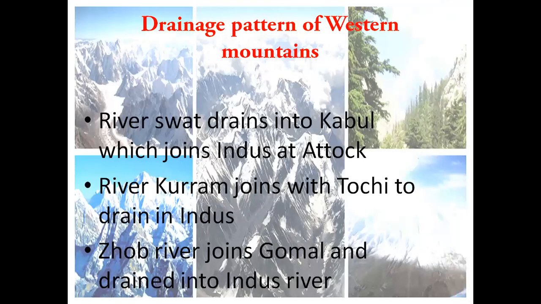Now the drainage pattern of western mountains is River Swat drains into Kabul, which joins Indus at Attock. Now, River Kurram joins with Tochi to drain in Indus. Zhob River joins Gomal and drains into Indus River. So, this is how from Kabul to Indus River water is flowing.